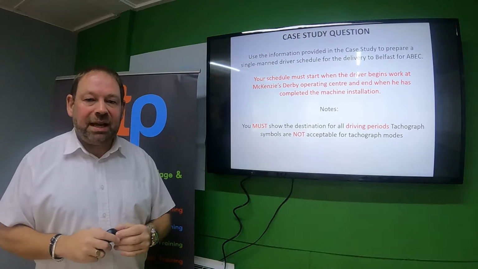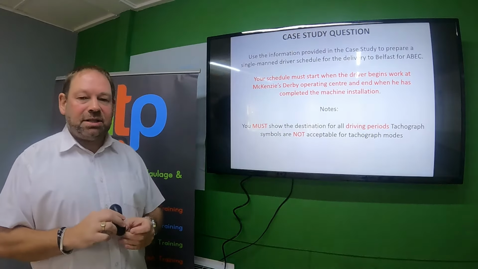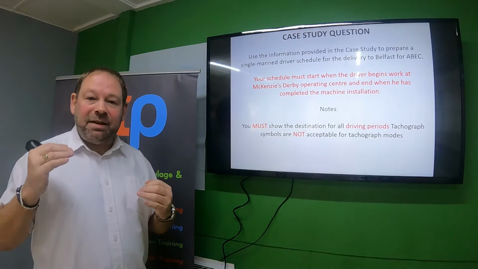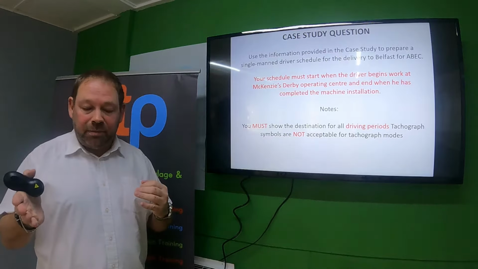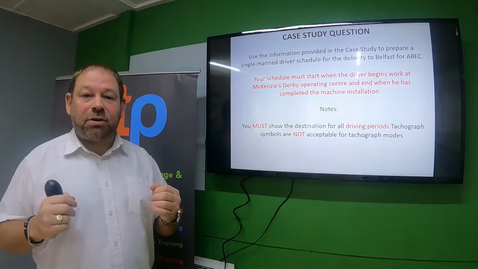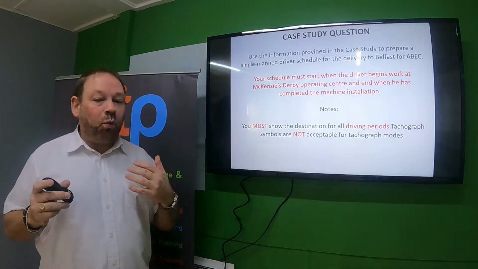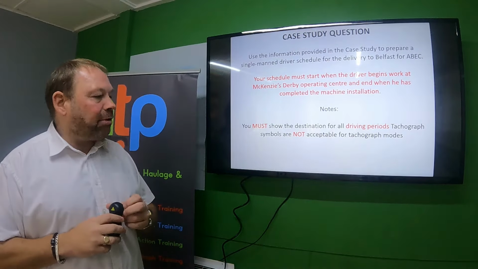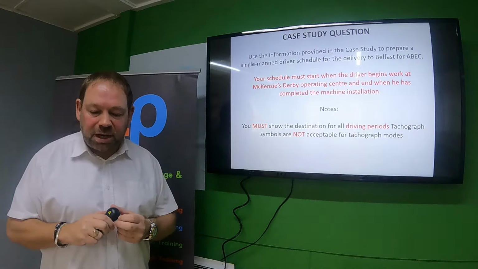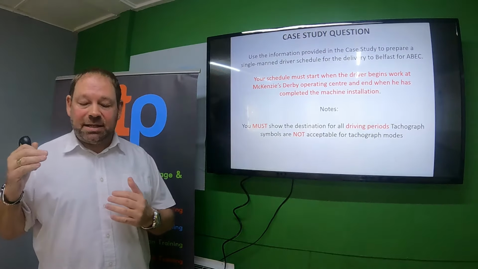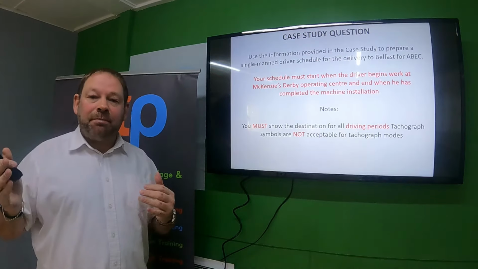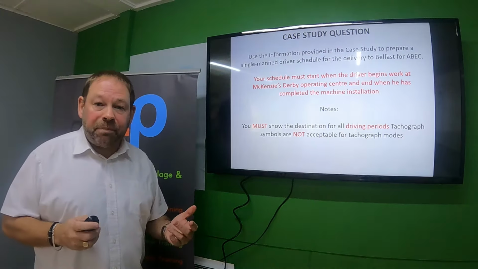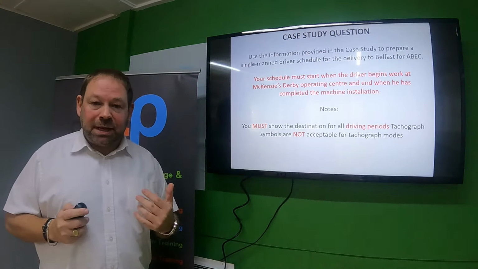Other notes that you will have seen are that you must show the destination for all driving periods. So when you're writing down the activity, as you'll see on the question paper, the third set of boxes across is the activity, you must state where you're driving to. If you don't, you won't get a mark. And also, tachograph symbols are not acceptable. So, in the fourth set of boxes where it says tachograph mode, if you put the symbol, a bed for rest or cross hammers for other work, you're not going to get the mark. You've got to write the mode down.